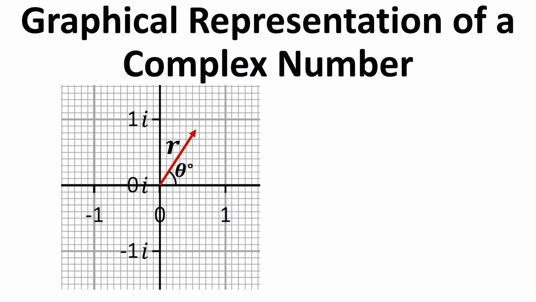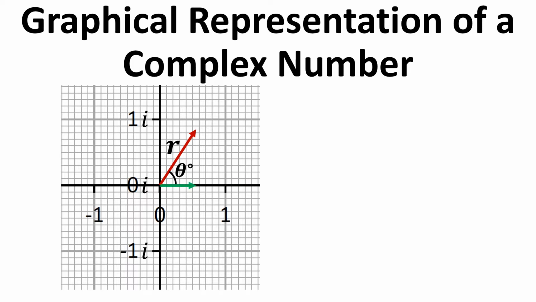So first of all, we're going to consider the graphical representation of a complex number. We've got an image of the complex plane going from -1 to +1 on the real axis, and from -1i to +1i on the imaginary axis. And we've got a vector here, an arrow drawn to represent a complex number on this complex plane. The magnitude of this arrow is represented by the letter r, and the angle from the real number line is given by theta.